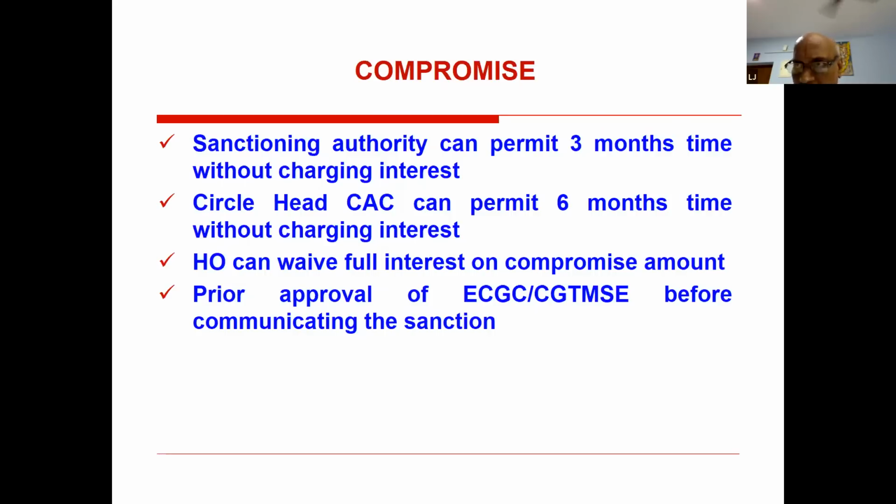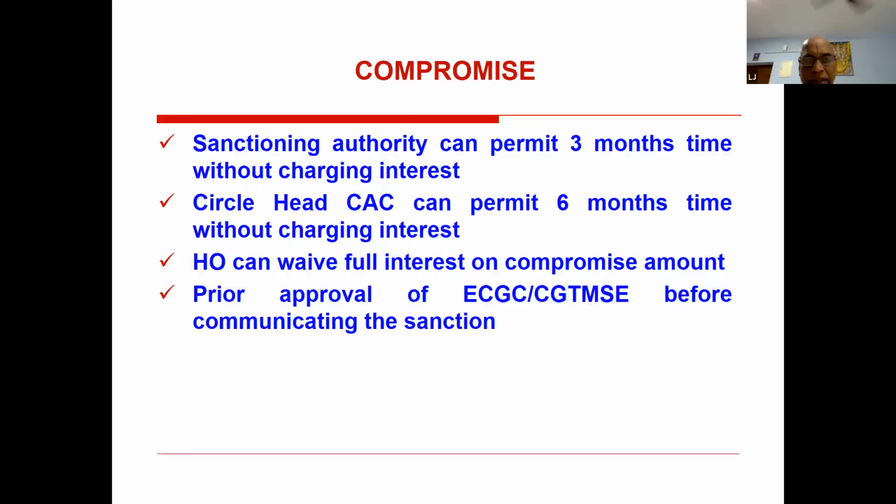Circulate CAC can permit 6 months time without charging any interest. Then authorities in HO who are sanctioning the OTS proposal can waive full interest on the compromise amount. So at the lower level, 3 months time; circulated CAC, 6 months time; you can waive the interest on the compromise amount. At the HO level, full waiver for the delay in payment of the compromise amount can be permitted.